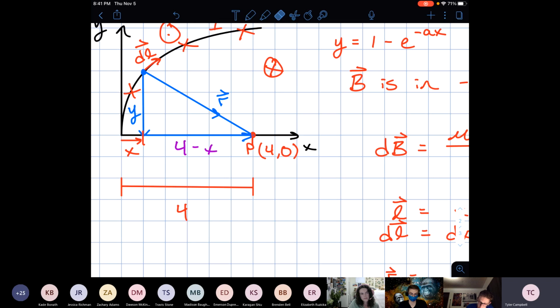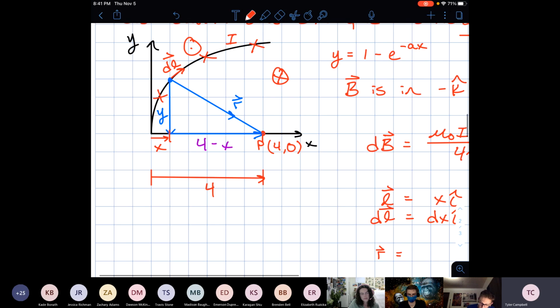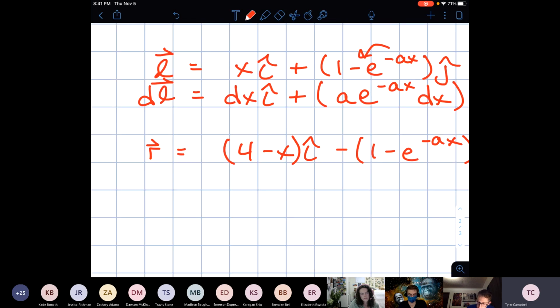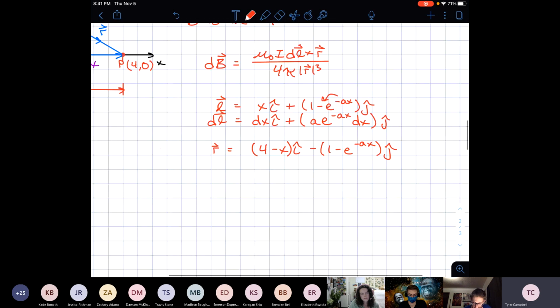Cool. All right, sorry, I'm annoyed by crooked lines. So I will write in 4 minus x here. All right, and now I have my r vector. At this point, I have dl, I have r.